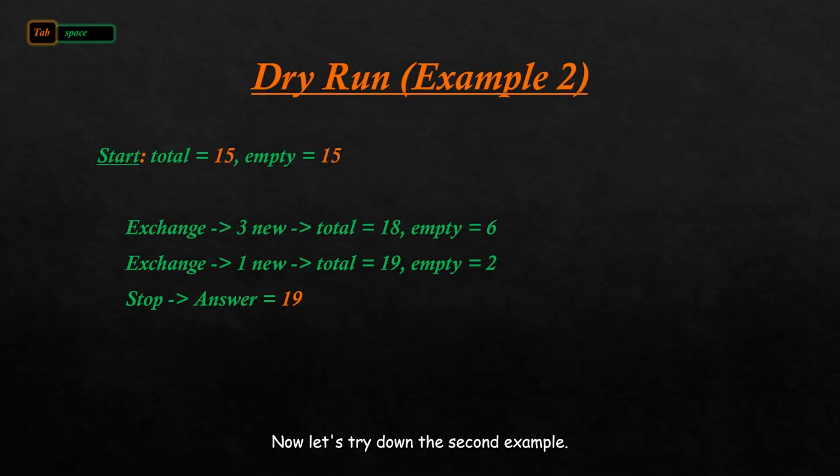Now let's run the second example. Start with 15 bottles, drink them, total equals 15, empties equal 15. Exchange 12 empties for 3 new bottles, drink them, total equals 18, empties equal 6. Exchange 4 empties for 1 more bottle, drink it, total equals 19, empties equal 2. We stop here because 2 empties are not enough for an exchange. The maximum is 19 bottles.